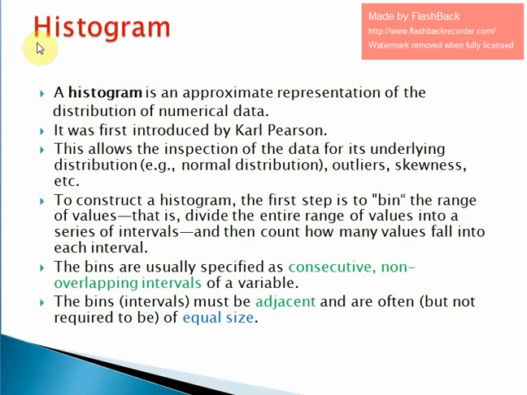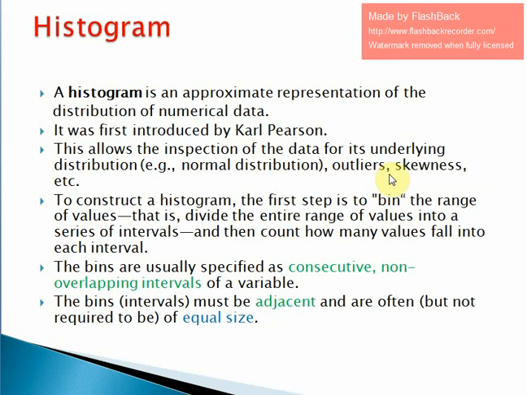Histogram is a graphical representation of a frequency distribution. A histogram is an approximate representation of the distribution of numerical data. Friends, histogram was first introduced by Karl Pearson. So the use of histogram is to understand the distribution pictorially.